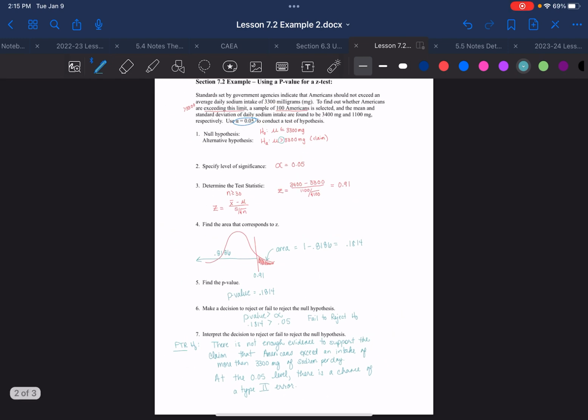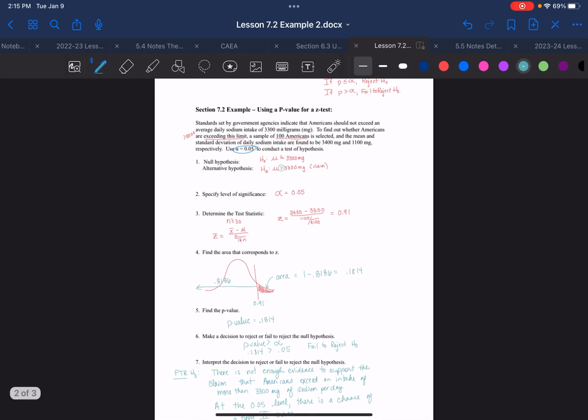So that's what it looks like to complete a large sample p-value hypothesis test.